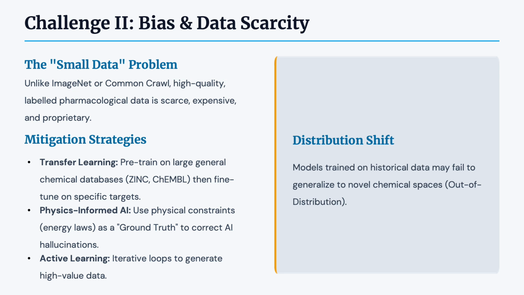The second challenge is data scarcity. Unlike ChatGPT, which was trained on the whole internet, high-quality drug data is expensive and scarce. To mitigate this, as mentioned in the framework section, we rely heavily on transfer learning, pre-training on general chemistry before fine-tuning on our specific target.